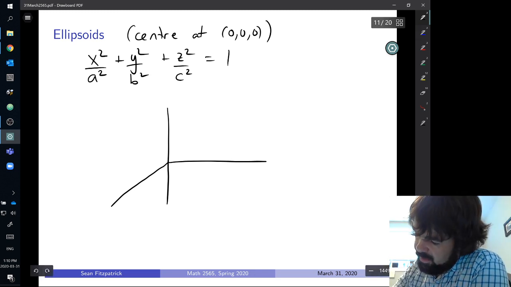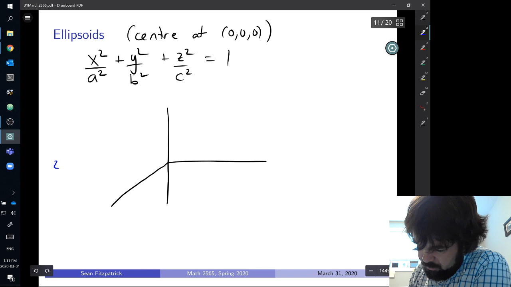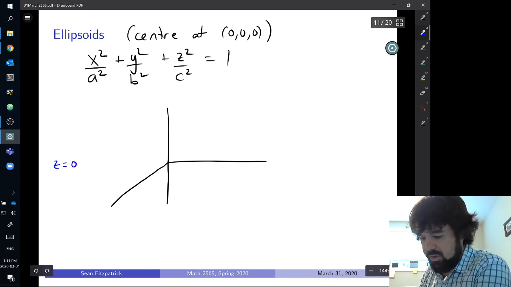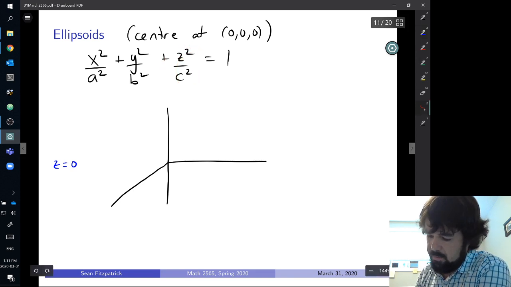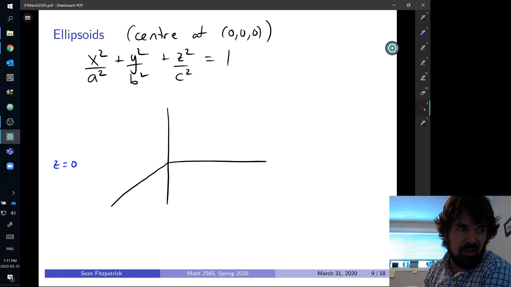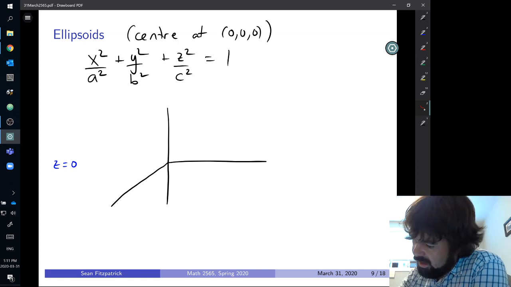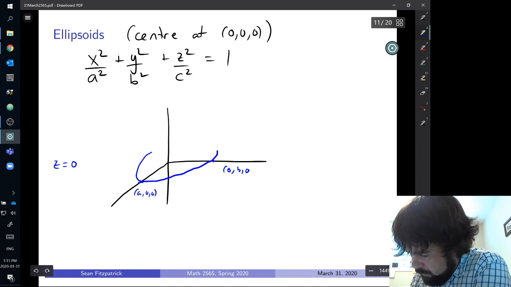Again, we can think about doing traces, right? So the z equals 0 trace. What is the z equals 0 trace? Well, if I put z equal to 0, then this term is gone, and I just have an equation for an ellipse: x squared over a squared plus y squared over b squared. And we talked about how to plot ellipses back in the conic sections, the previous chapter. We know what that looks like. Here is 0, 0. Over here maybe is 0, b, 0. And we get this ellipse.